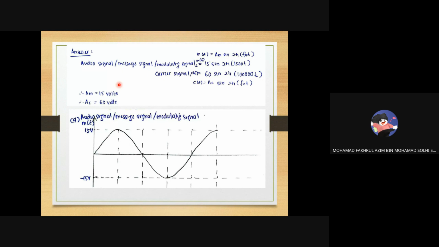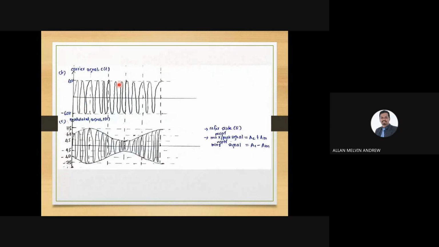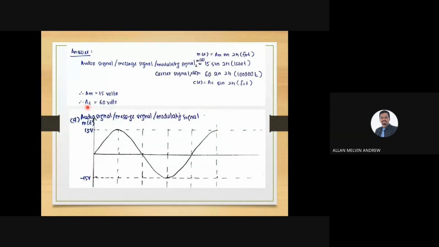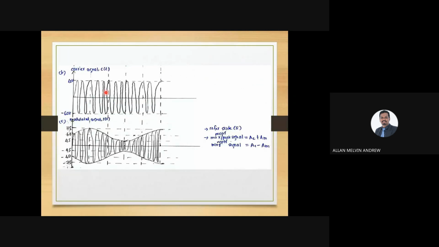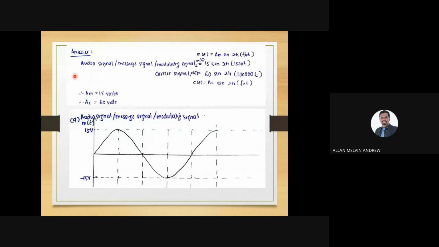Okay, the second one. So carrier signal. We know the carrier signal AC is 60 volt. So similarly, you draw the carrier signal. The maximum is 60 volt, and the minimum is negative 60. Once you know the maximum is 60, the minimum is just the mirror of it.